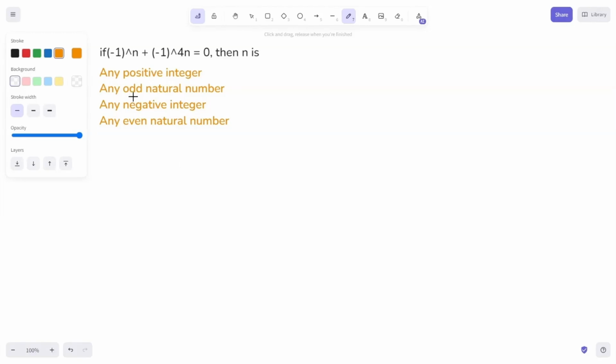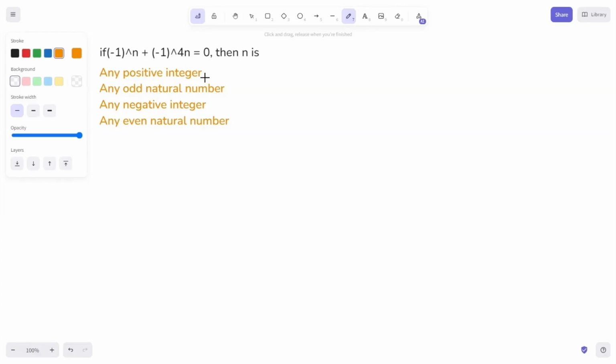So as you can see, this is our question. If (-1) raised to the power n plus (-1) raised to the power 4n equals 0, then n is. So basically we have to find the value of n. If we put the value of n inside this equation, the equation should be satisfied.